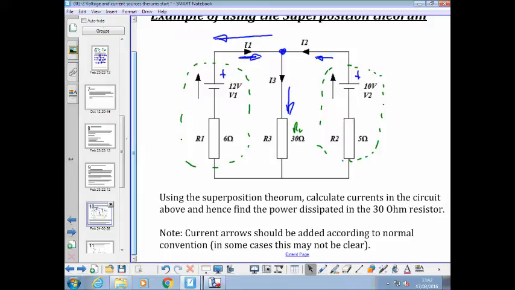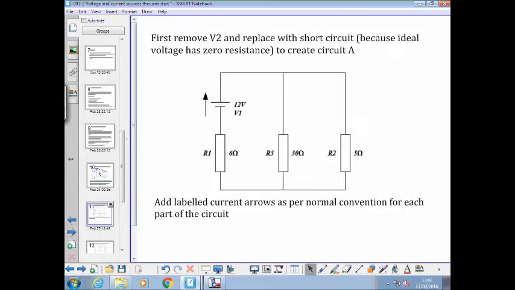So, they're the current arrows on the original circuit, and we'll come back to that later. Okay? We might change our mind. So, first thing we do is we take out V2 and replace it with a 0 ohm link, because we know that an ideal voltage source, which is what that was, has 0 internal resistance. We link it out. Yeah? Then we add current arrows as per normal convention for each part of the circuit.